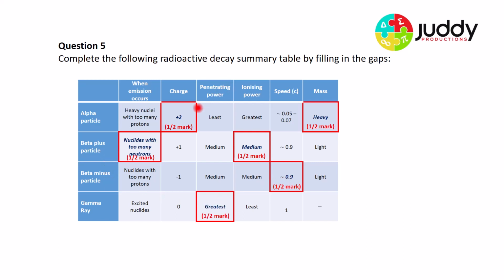Finally, the penetrating power of a gamma ray is the greatest. It's a form of electromagnetic radiation, so it has great penetration. So that is a half mark.